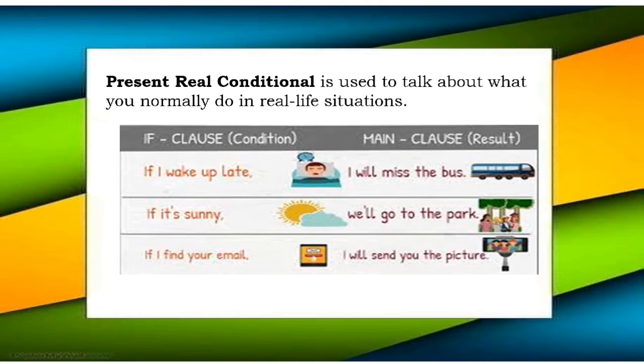So we have here the following examples of sentences under present real conditional. The first one: if I wake up late, I will miss the bus. Number two: if it's sunny, we'll go to the park. And the last one: if I find your email, I will send you the picture.